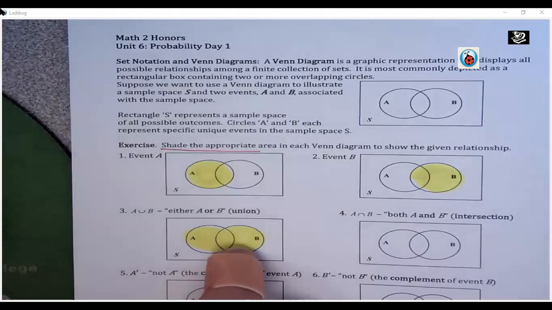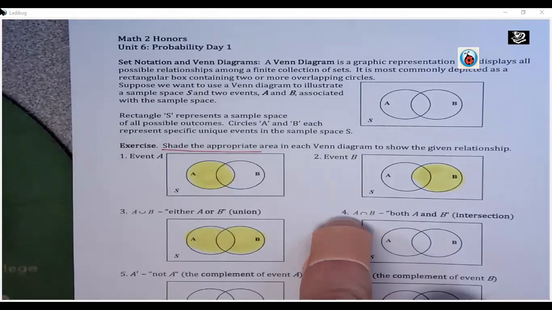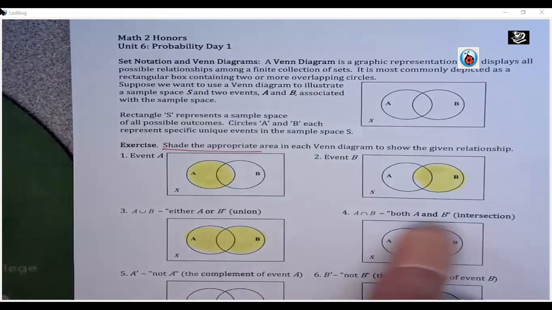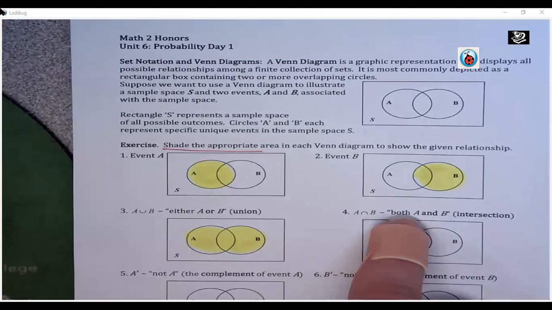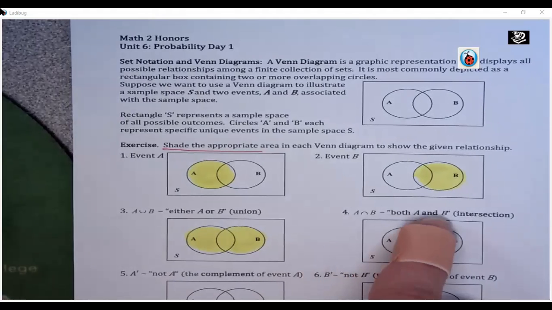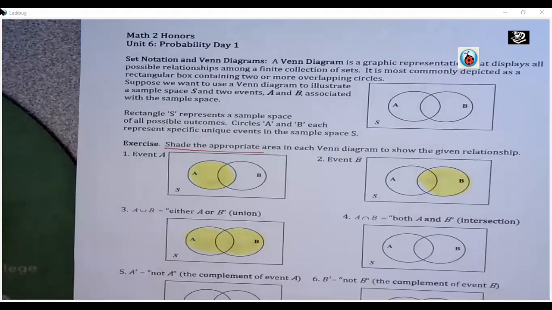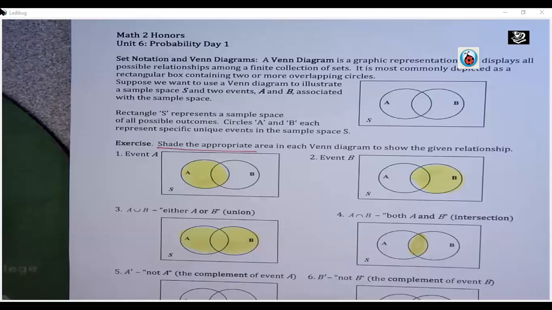All right, number four, write this one down. A with the upside down U, that stands for intersection. That means it has to be in both A and in B. It has to occur in both of them at the same time. Does anybody have a guess on where I would highlight for that one? The middle. The middle. Very good. Where they overlap, okay?